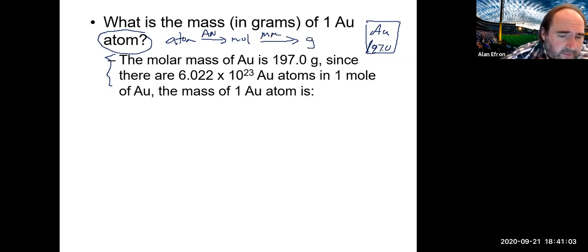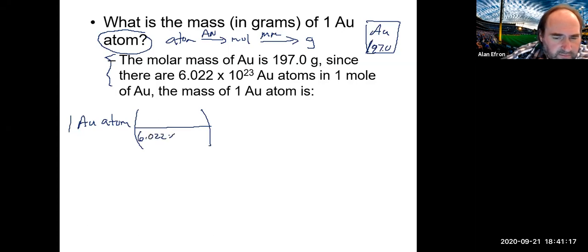So the first thing we want to do is start with one gold atom. And we want to use Avogadro's number to get rid of atoms, so we want the atoms on the bottom. That means there would be 6.022 times 10 to the 23 atoms of gold in a mole of gold. If I stop right there, the atoms of gold would cancel out. And if you wanted to, you could get an answer at this point, or you could continue on with the calculation. I'm going to continue on.